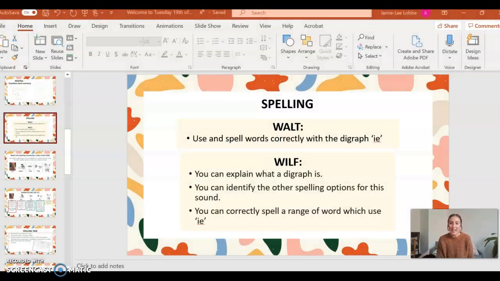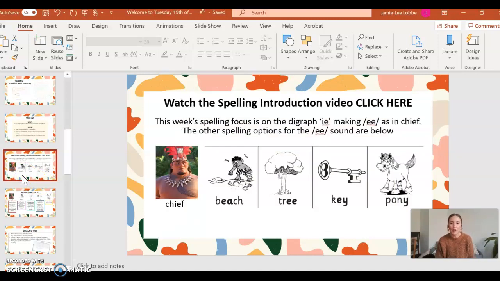We are looking at the digraph IE, making the E sound, as in chief. What I'm looking for is that you can explain what a digraph is. Remember, it's two letters making one sound. You can identify the other spelling options for this sound, and you can correctly spell a range of words which use IE. So let's have a look at those other spelling options.